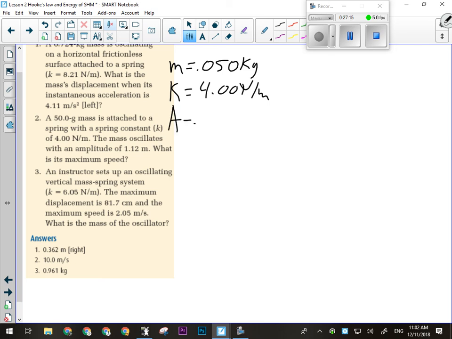What does amplitude mean again? Maximum displacement. So A is really just an x value, right? It's the displacement. It just happens to be the biggest number that x can be. We want to find its maximum speed. So we're looking for v. What am I going to use to calculate this? Tanner?